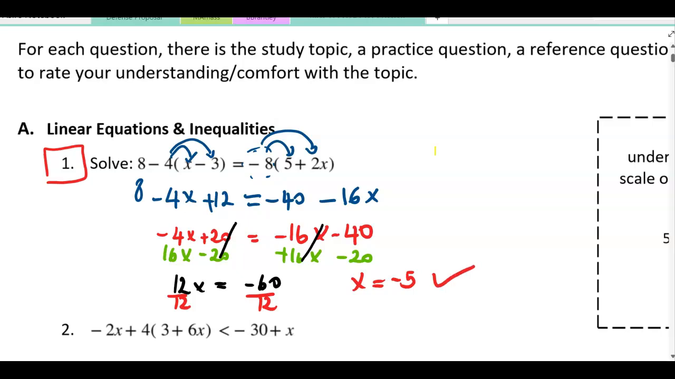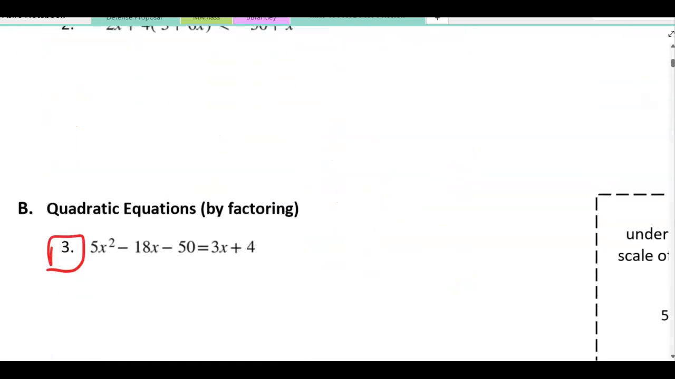Right, so that was solving variables on both sides. Be careful as you are distributing the negative 8 over 5. That's a very common mistake. On the second line, get variables on one side, get the constant numbers on the other side, and solve the equation. So that was question 1.